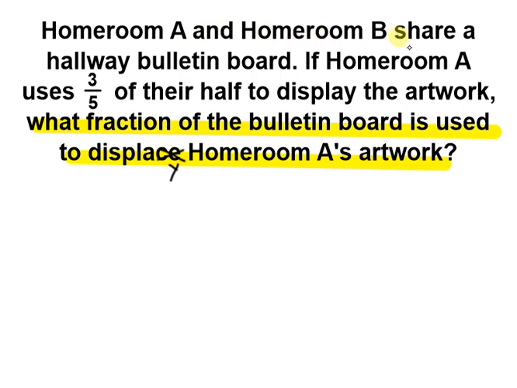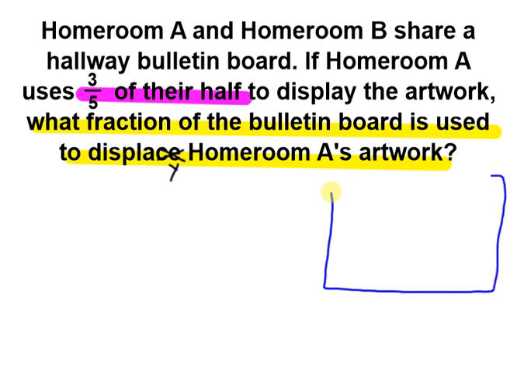Homeroom A and homeroom B share a hallway bulletin board. If homeroom A uses 3/5 of their half. Remember I told you that word half, it's really a fraction. It's 1/2. But I also want to draw a picture because I think this will be helpful, because it's talking about a bulletin board, which is pretty easy to visualize.